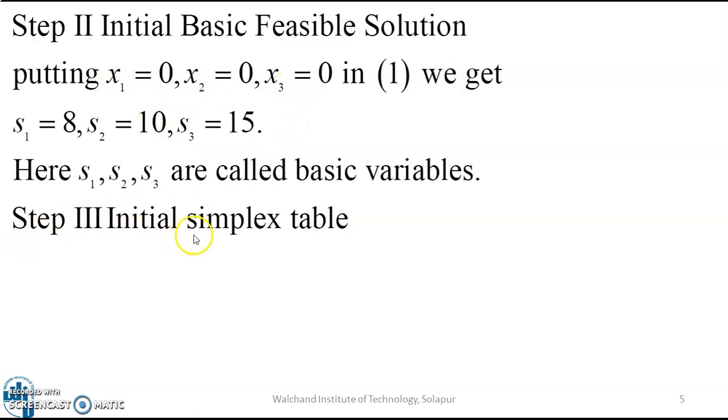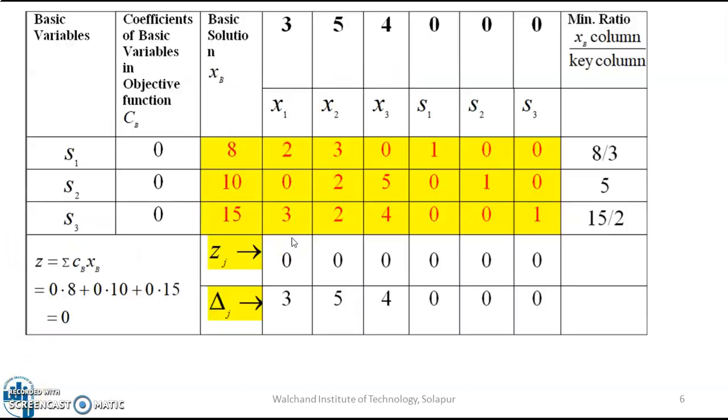Now step number 3 is writing the initial simplex table. This is the initial simplex table. We know that the first column is of the basic variables, and we have obtained the slack variables s1, s2, s3 as the basic variables. The second column is of the coefficients of these basic variables in the objective function, and as these are slack variables, their coefficient is always 0.